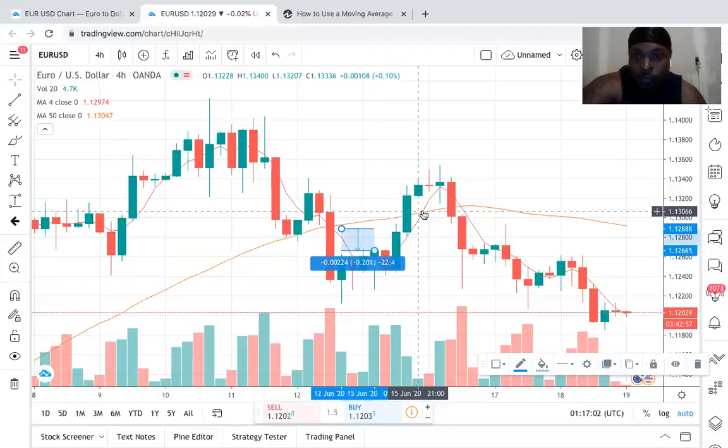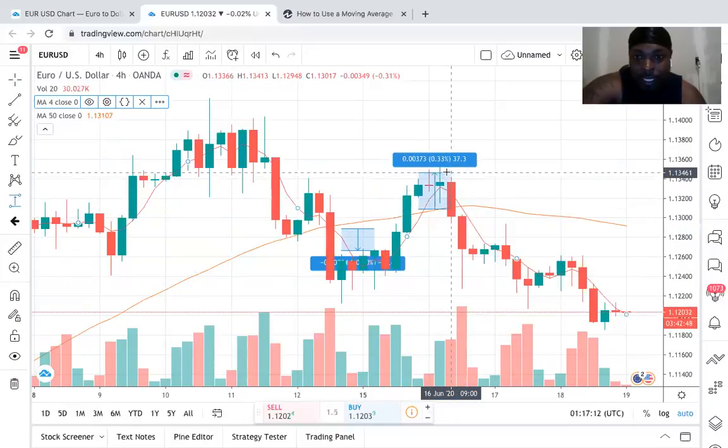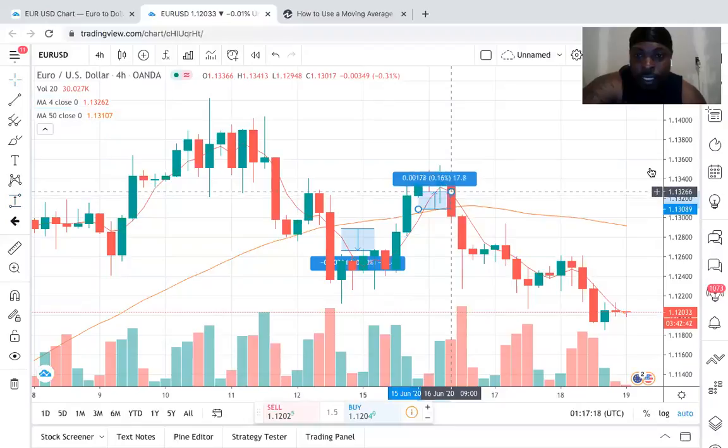The 4 crossed the 50 going up in that aspect of it. Let's see what happens when the 4 crosses 50. Boom, what's that? That peak touches about 37 pips. Again, what are we trying to get? 10 to 20, right? There we go.